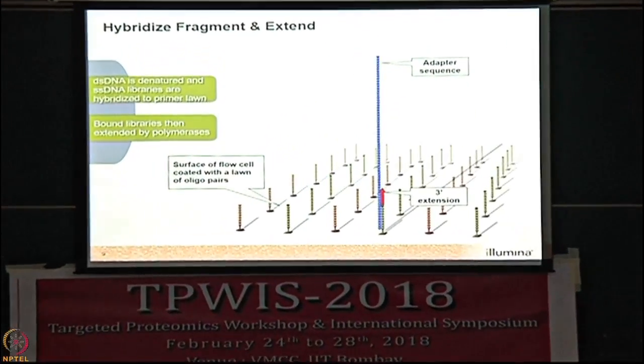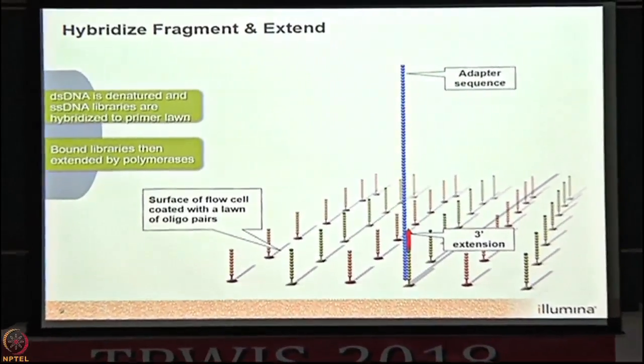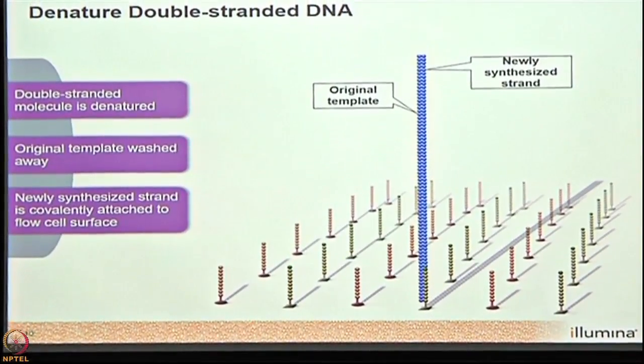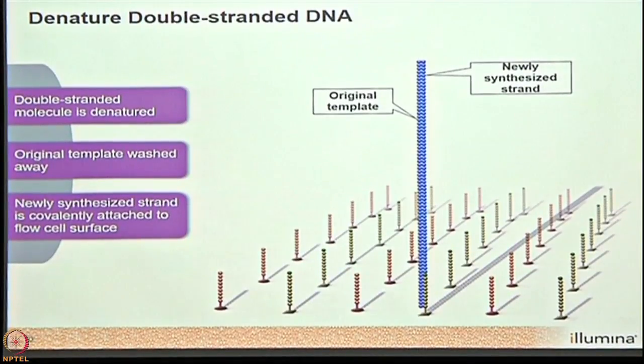Okay, and we extend this end with the help of DNA polymerase. So you can see you will be getting a structure like this. Then what we do is we retain this original fragment because it is bound covalently to the surface of the flow cell, and because this strand is bound by hydrogen bonding, these are weak bonds, so we denature it and we wash away this original template. We retain this one.